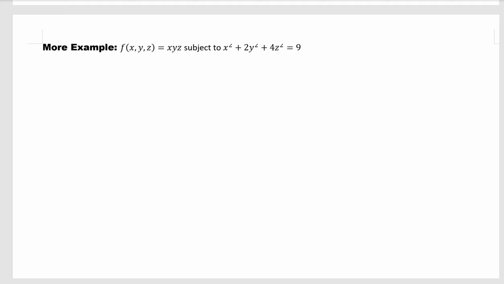So let's look at this problem. F is the level surface and we have the constraint. So we can define G to be the left-hand side minus the right-hand side. Then what is the gradient of F? Well, the derivative with respect to x is yz, with respect to y is xz, with respect to z is xy. The gradient of G is 2x, and then 4y, and then 8z.